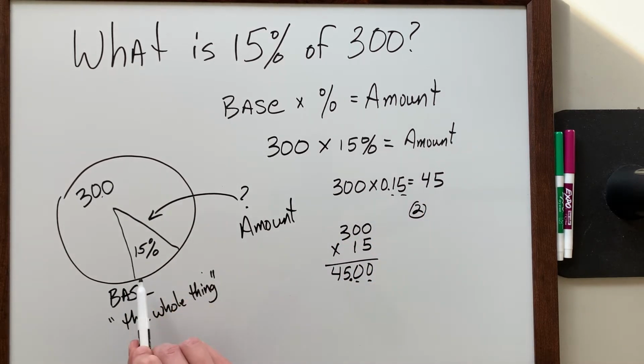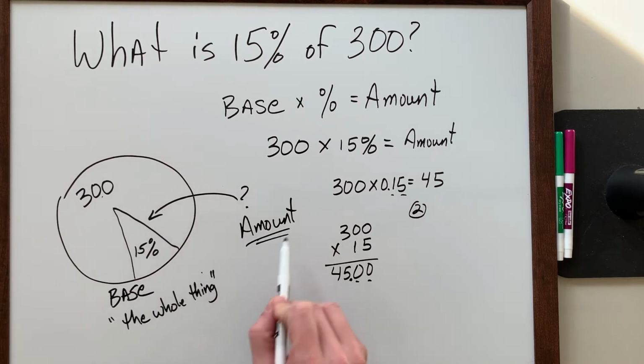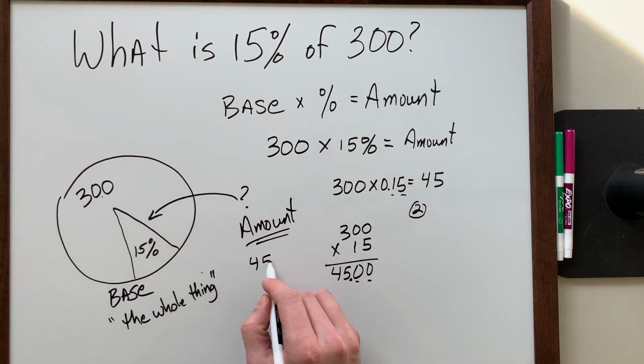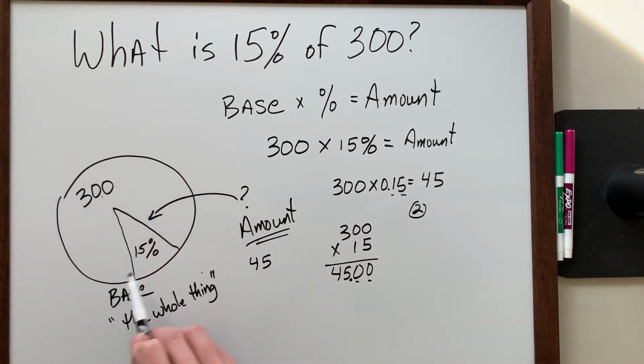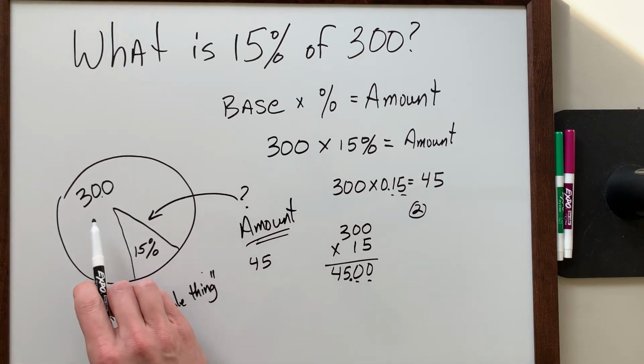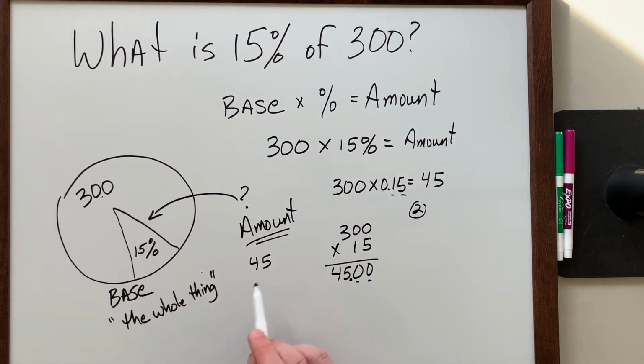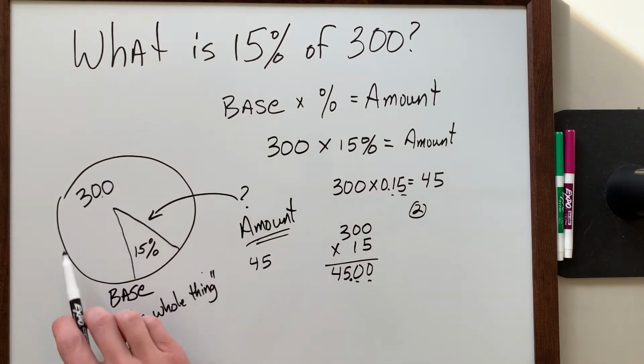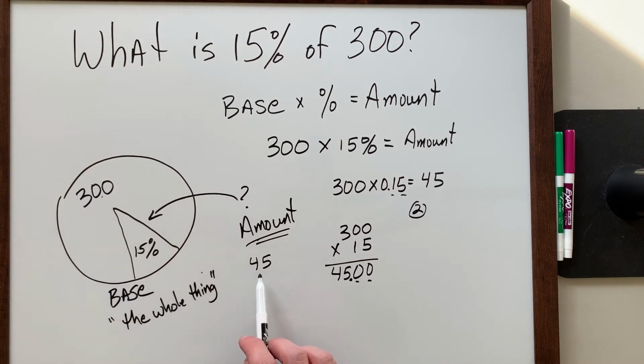So back to our diagram, this slice of the pie is 15%, but that's a percentage. What is the actual amount? It is 45, okay? So if this pie represented 300 M&Ms, then 15% would be 45 M&Ms. If this was $300, then 15% of $300 would be $45. If this was 300 monkeys, then 15% would be 45 monkeys.